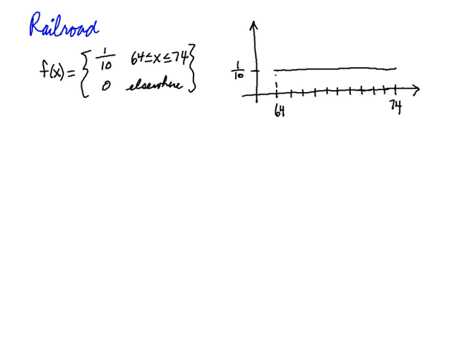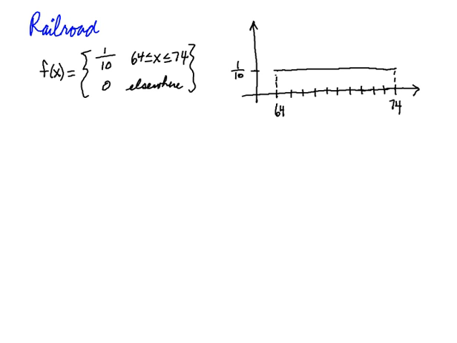Notice that the area under this line above the interval is 1. It's the length times the width. It's a rectangle, and it is 1. 1/10 times 10. So our probability density function is in the graph here.